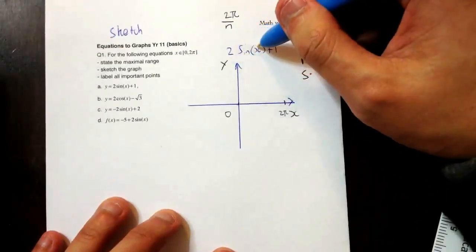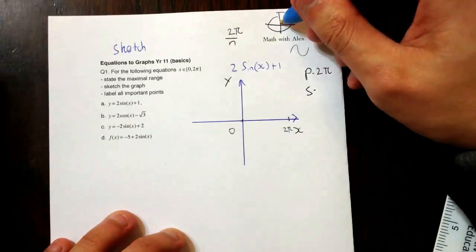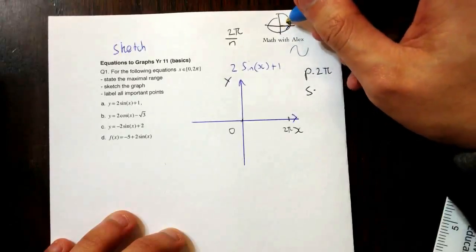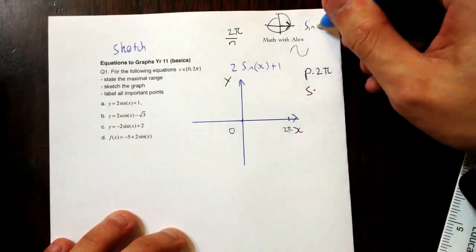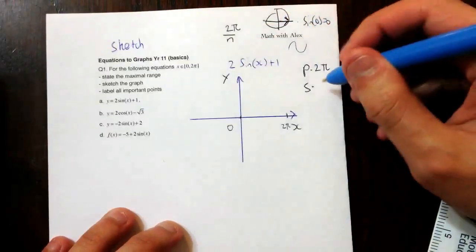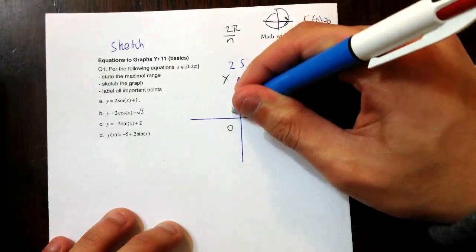So 2 sine of 0, what's sine of 0? Just draw our unit circle. Our angle of 0 means we don't move, that means our line is here, and the height of that line is 0, or sine of 0. Fancy way of saying sine of 0 is 0. So that becomes 0 plus 1. Our starting point is at 1. Okay, so just make that 1.